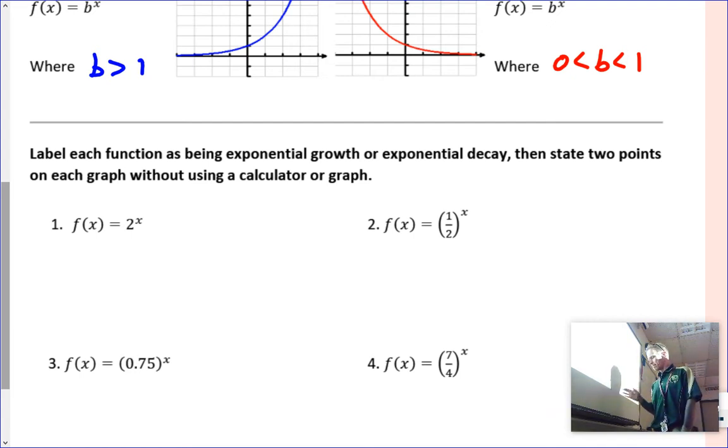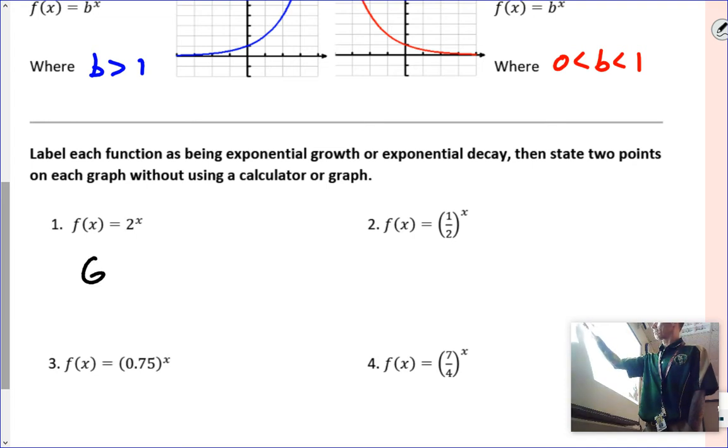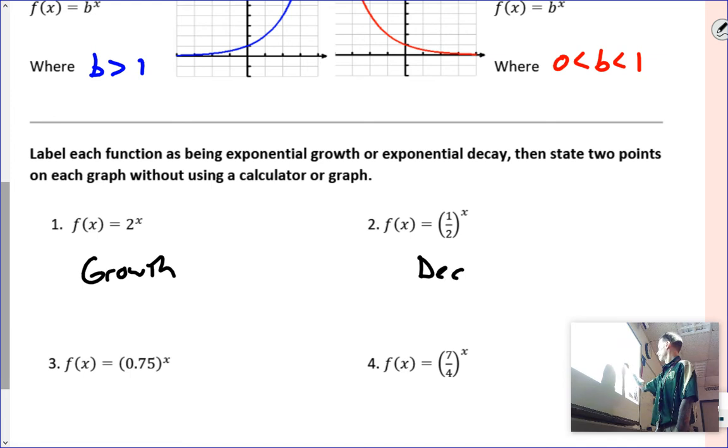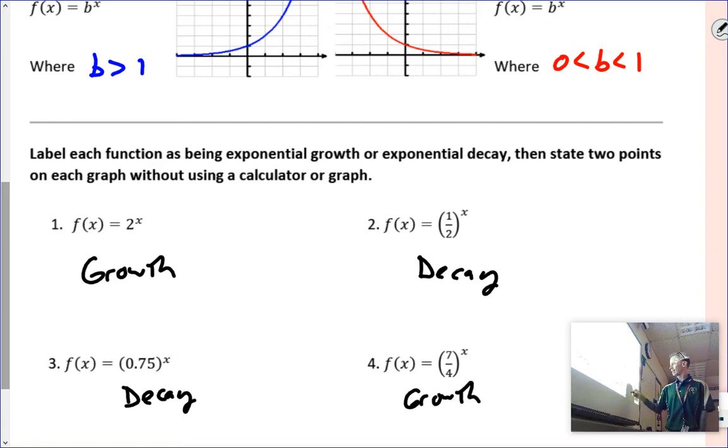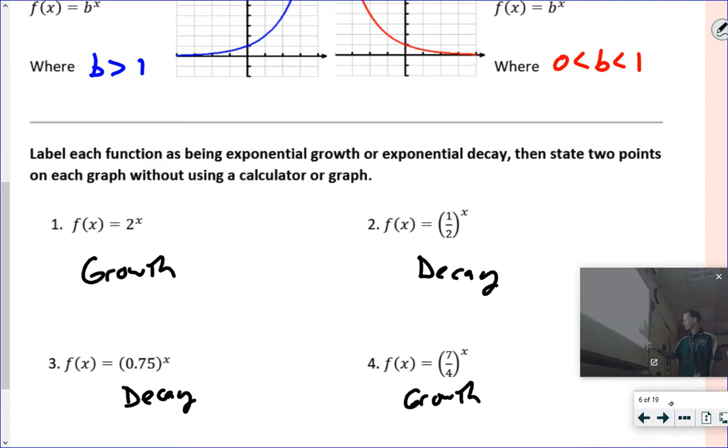So again, if the base is greater than 1, it's automatically a growth function. If it's less than 1, it's automatically a decay function. So number 1 would be a growth function. Number 2 will be a decay. Number 3 is also decay, 0.75. And number 4 is going to be a growth function. Number 4 is like 1.75. So again, anything over 1 will be a growth function.